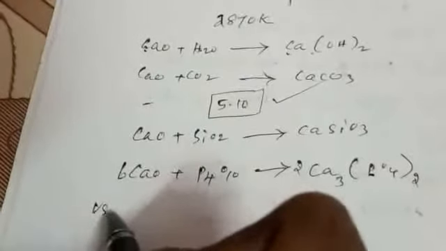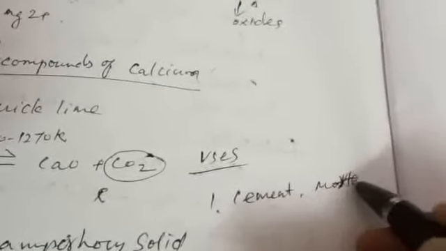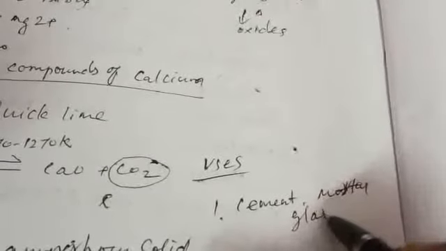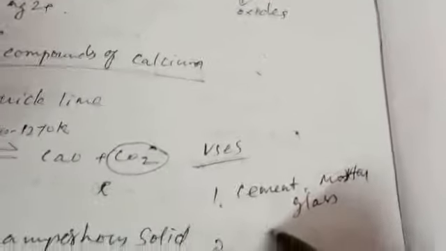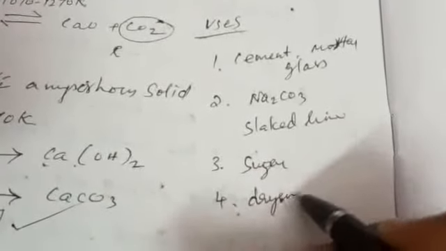Next, uses. First point, calcium oxide is used for manufacturing of cement, mortar and glass. Second use, manufacturing of sodium carbonate Na2CO3 and slaked lime. Third use, purification of sugar. Fourth use, drying agent.